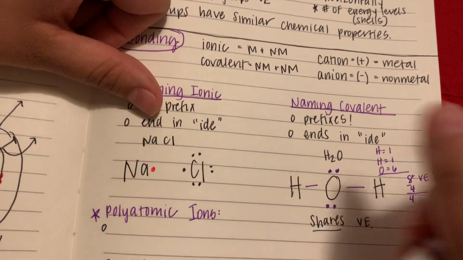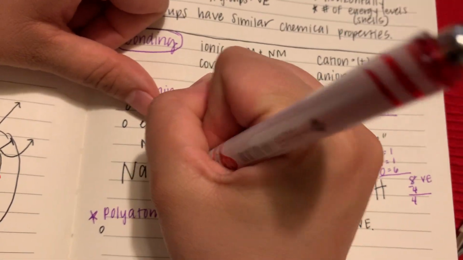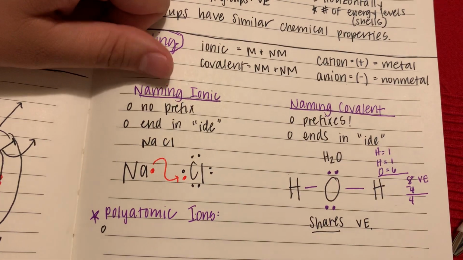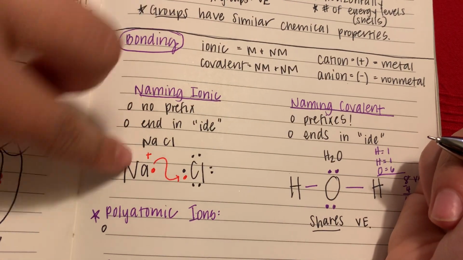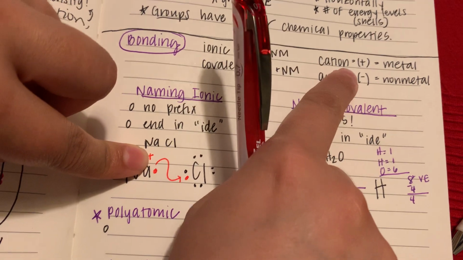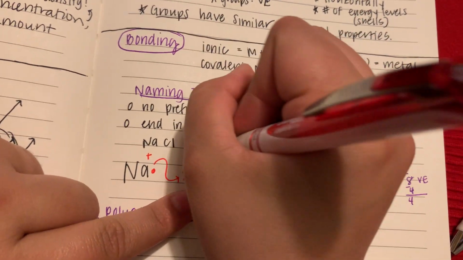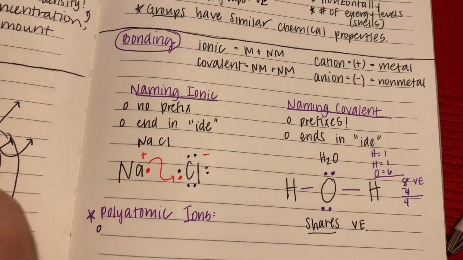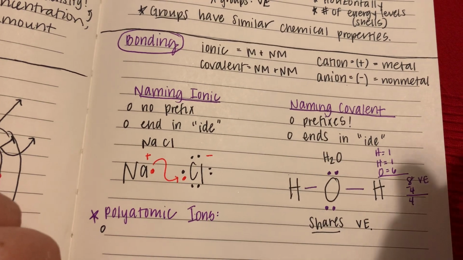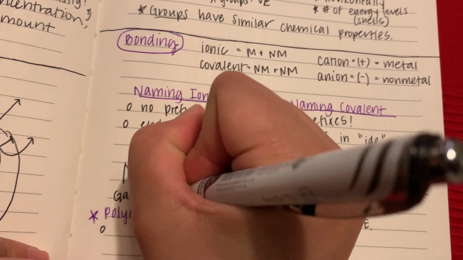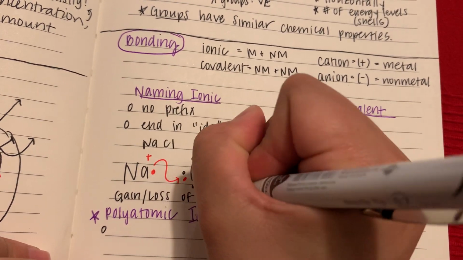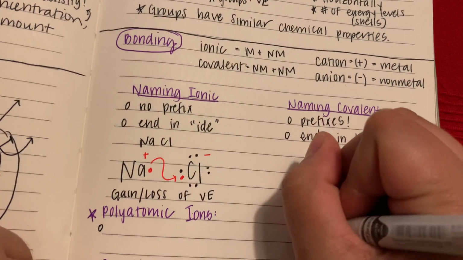Sodium is going to give its electron to chlorine. And when it does that, sodium becomes positive or negative? Positive. Remember, metals are always the cation. So positive, and then chlorine becomes negative. Okay. So here, there's no sharing of valence electrons. There's gain or loss of valence electrons. And we'll put a star there.